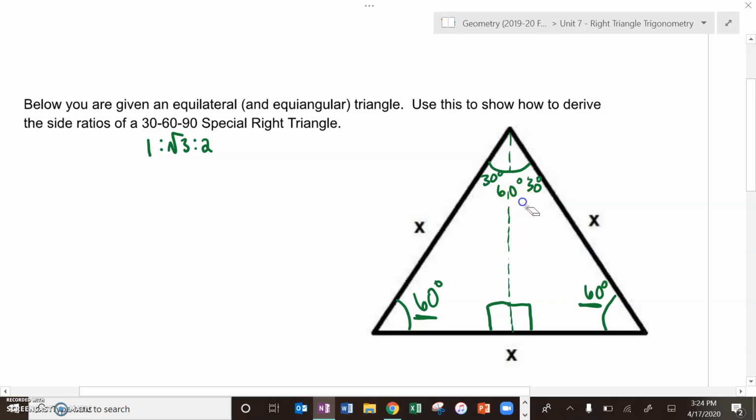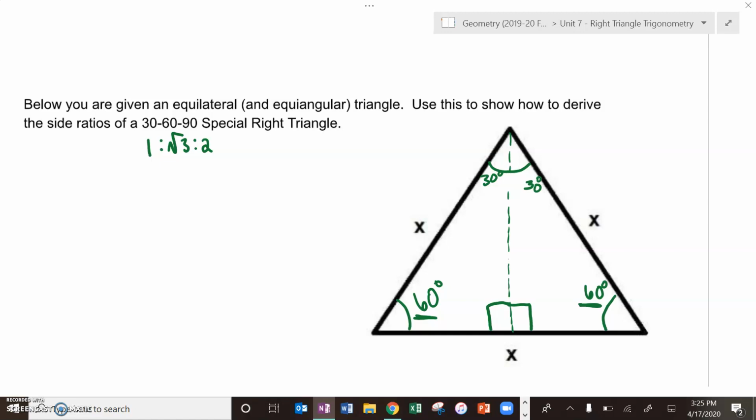So I'm going to now erase the 60 there. Okay. So we now have a 30, 60, 90 special right triangle. And there are two here since it's split in half. We are just going to focus on one of them.